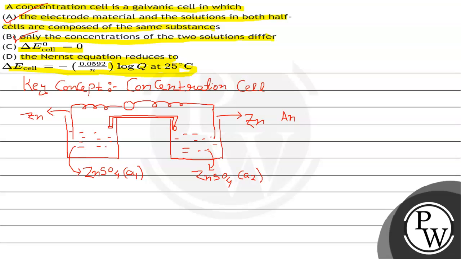At the anode, what will be the reaction? Anode means oxidation, means loss of electrons. So Zn will convert to Zn2+ with the loss of 2 electrons. Here the activity of Zn2+ is A1. And at the cathode we'll have Zn2+ accepting those 2 electrons to get deposited as zinc. The activity of Zn2+ will be A2.